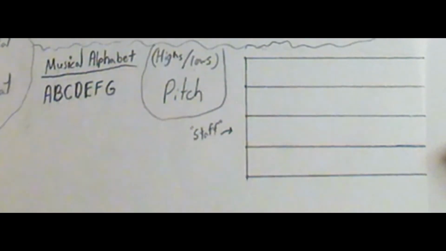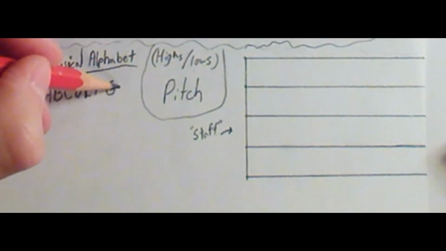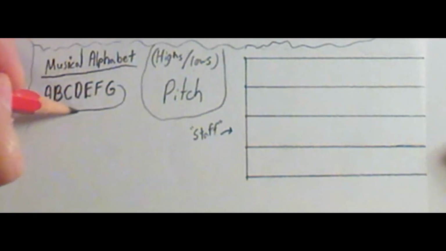Only the first 7 letters. We're not going to go on to H. If we ever needed to go beyond this and had to keep going, we would always go back and loop right back to A, right at the beginning.